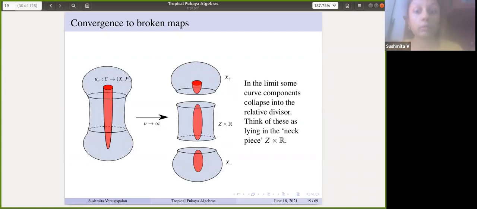Okay, and just to review this quickly, if you have a sequence of maps in neck-stretched manifolds, the limit looks something like this, which means that you get some limit components in X plus, some in X minus, and some sink into the neck. Or in other words, these components land in these pieces which are the hypersurface times R, which we call a neck piece because it was obtained by stretching the neck.